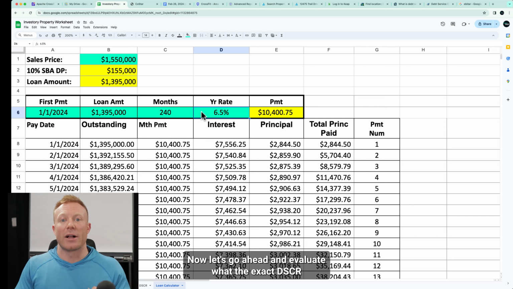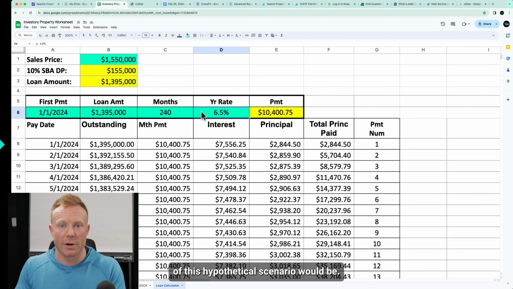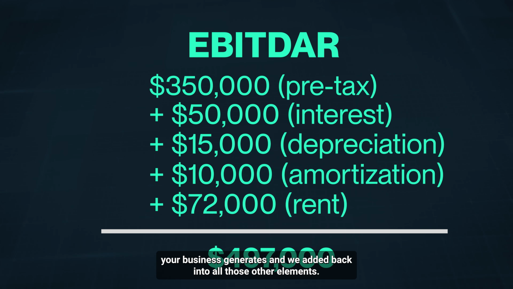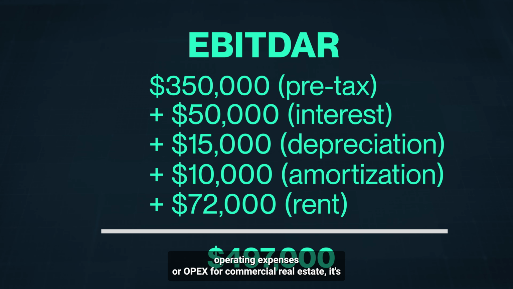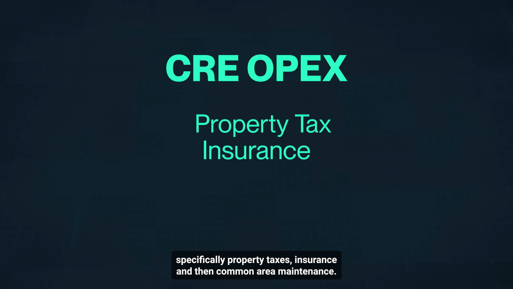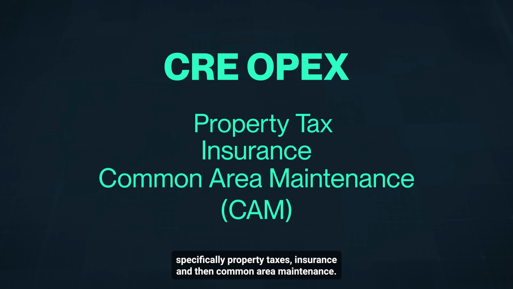Now let's go ahead and evaluate what the exact DSCR of this hypothetical scenario would be. So when we calculated your EBITDA, we were looking at what your business generates, and we added back in all those other elements. But when you own property, there's now additional operating expenses or OPEX. For commercial real estate, it's specifically property taxes, insurance, and then common area maintenance.